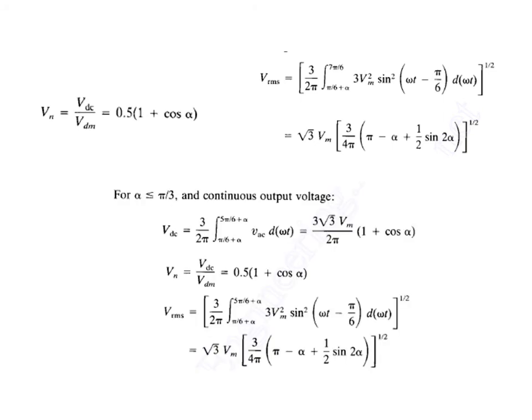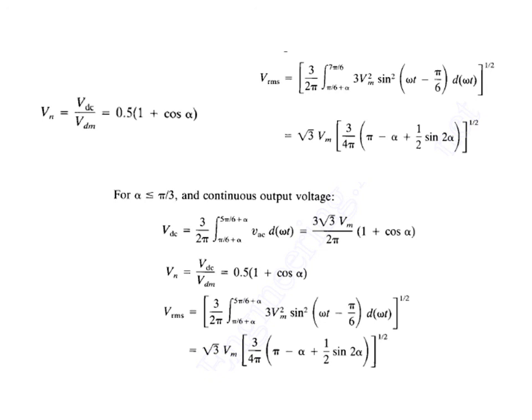alpha less than or equal to pi by 3, a continuous output voltage can be found out, which is given by equation VDC is equal to 3 divided by 2 pi integration pi by 6 plus alpha to 5 pi by 6 plus alpha VAC d omega t. Now substituting the value of VAC, you will get the value of VDC as 3 root 3 Vm divided by 2 pi into 1 plus cos alpha. So when alpha is greater than pi by 3, we get discontinuous mode, and for alpha less than or equal to pi by 3, we get the continuous output voltage. So for this interval, the normalized output voltage is given by equation Vn is equal to VDC divided by VDM, which will be equal to 0.5 into 1 plus cos alpha.